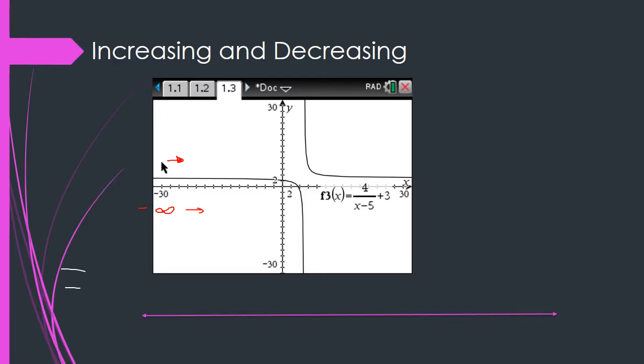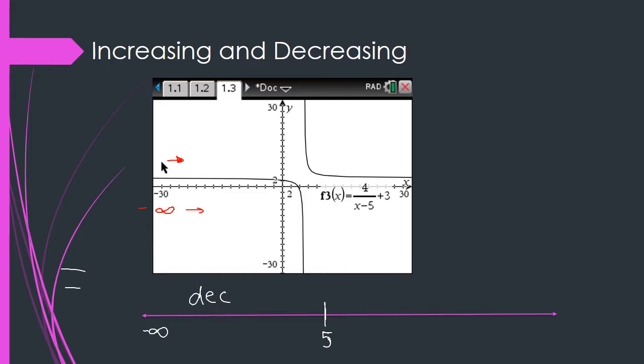So for our graph for increasing or decreasing, we still have to put this x asymptote on there because there is a point where it changes. So since the asymptote is at x equals 5, or no, it was 3, sorry. Yeah, x equals 5. Okay, so since it was there from negative infinity to 5, the function is decreasing.